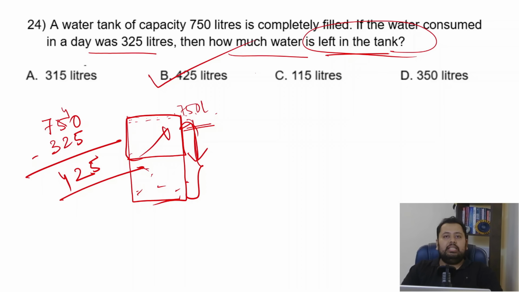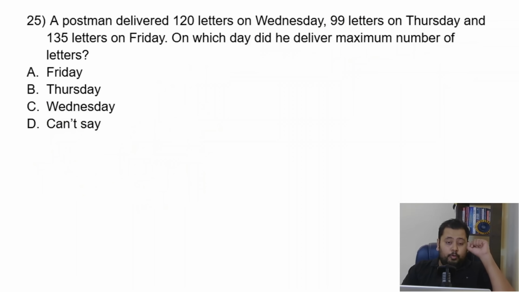Let's now go to question number 25. A postman delivered 120 letters on Wednesday, 99 letters on Thursday, and 135 letters on Friday. On which day did he deliver the maximum number of letters? Very simple one. Out of 120, 99, and 135, which is the highest? Whichever is highest, on that day he delivered the highest number of letters. Pause the video, solve it, and then we meet on the other side.